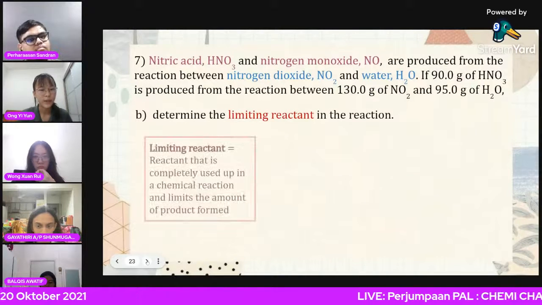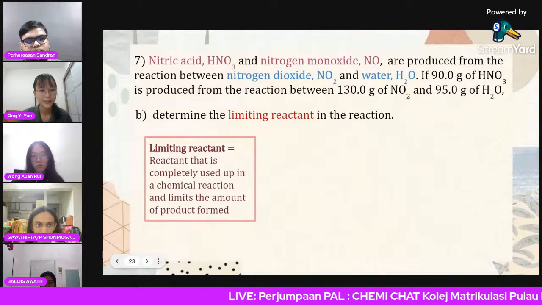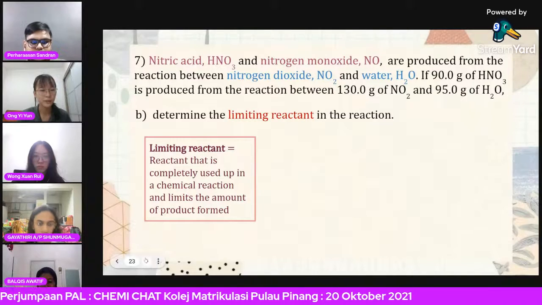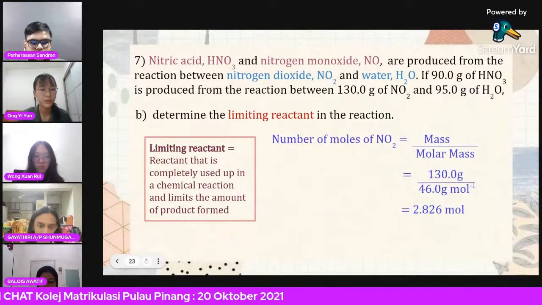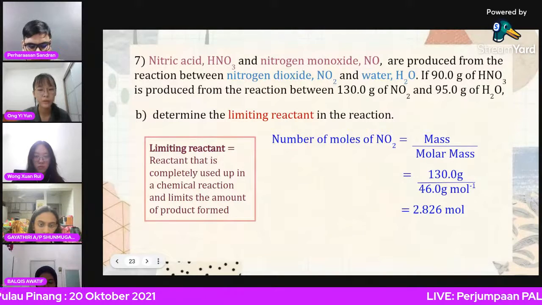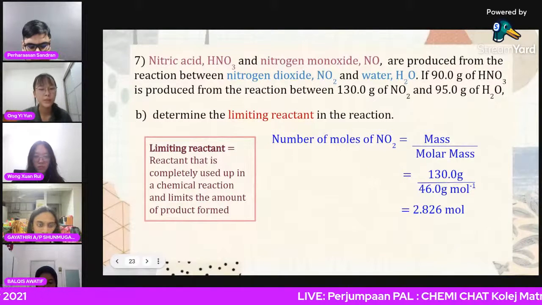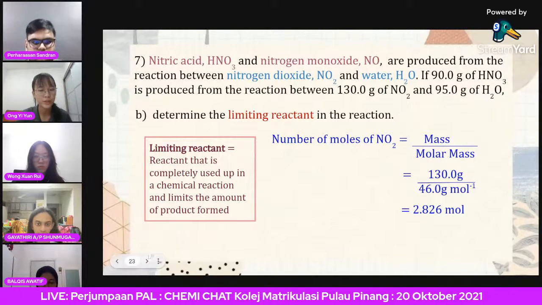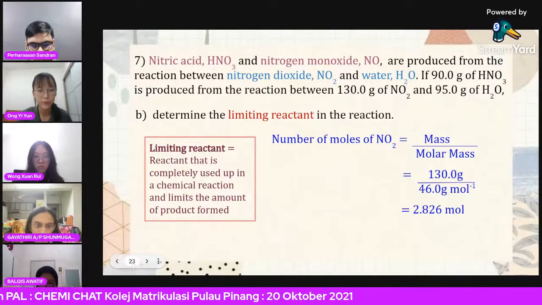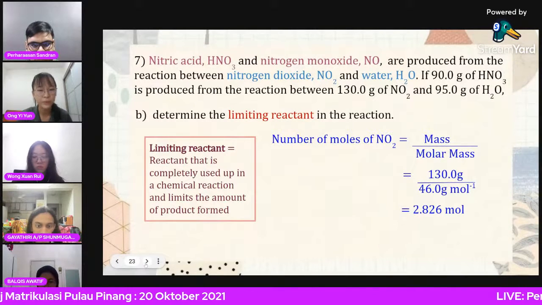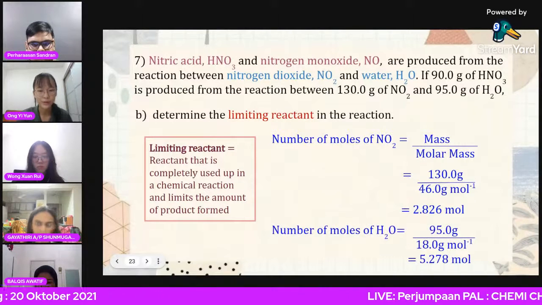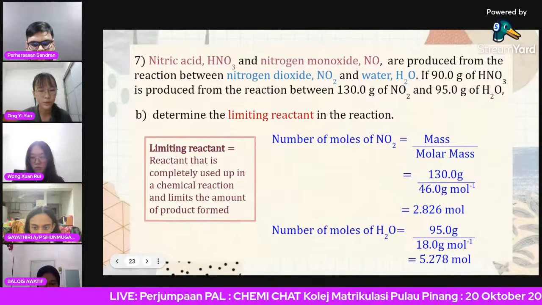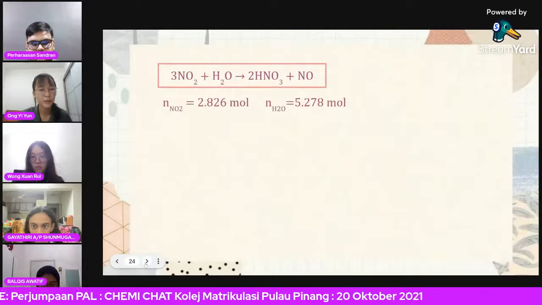B, determine the limiting reactant in the reaction. The limiting reactant can be defined as the reactant that is completely used up in a chemical reaction and limits the amount of product formed. In order to determine which reactant is limiting, we usually calculate the number of moles for both reactants first. So we start by calculating the number of moles of NO2, which is mass divided by molar mass, equals 130 grams divided by 46.0 gram per mole, and we get 2.826 mole. For the number of moles of H2O, we take 95 grams divided by 18 gram per mole, which is the molar mass for water, and we will get 5.278 mole. So these are the number of moles for both reactants.